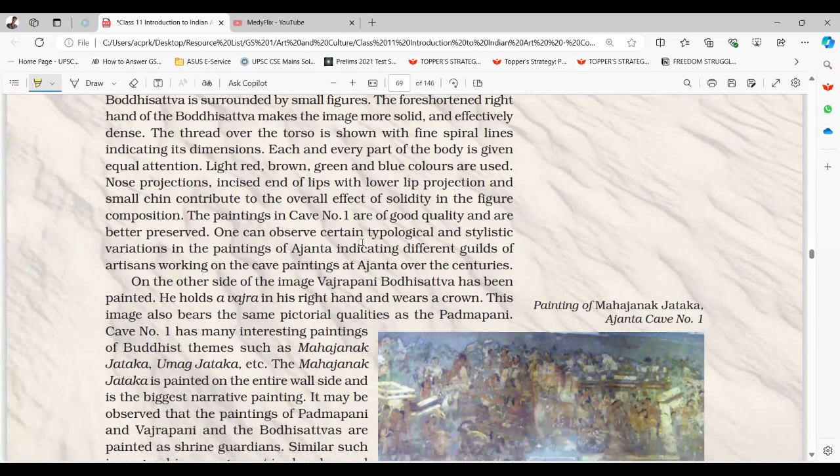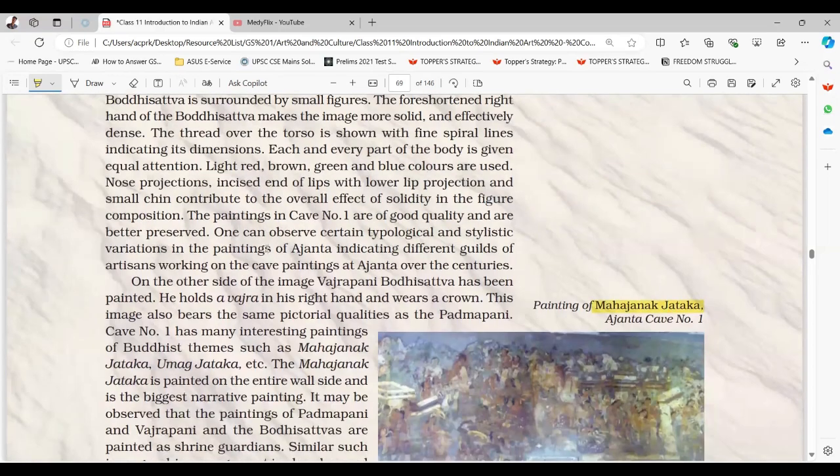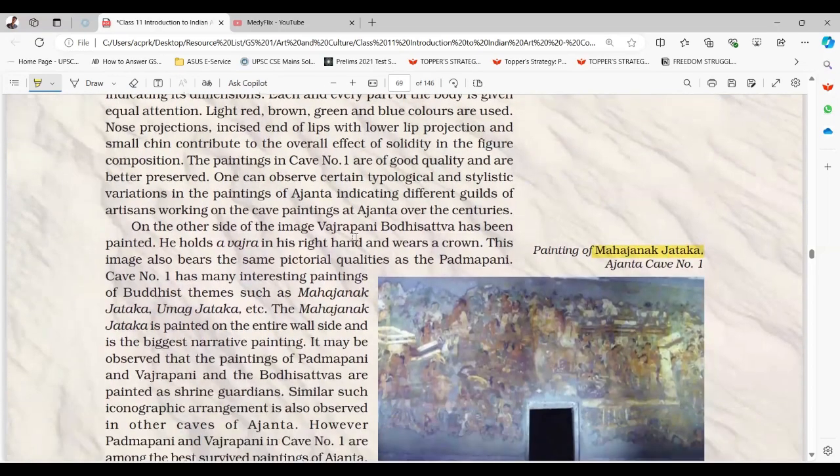One can observe certain typological and stylistic variations in the paintings of Ajanta, indicating different guilds of artisans working on the cave paintings at Ajanta over the centuries. Here you can see a painting of Mahajanaka Jataka, Ajanta cave number 1. On the other side of the image, Vajrapani Bodhisattva has been painted.